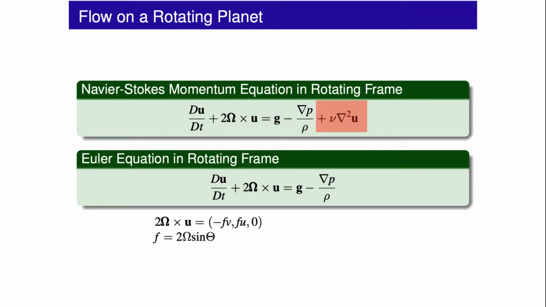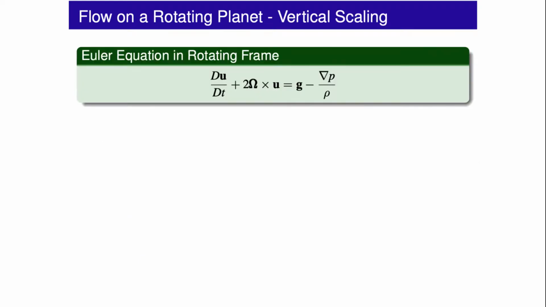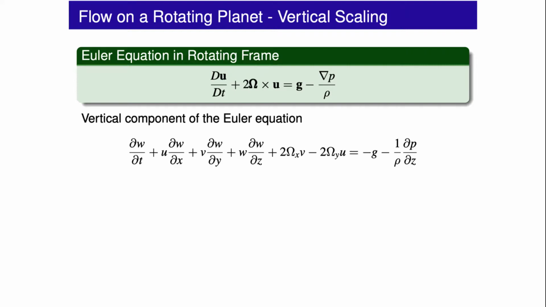Remember that we have already seen that the Coriolis term here, 2 omega cross u, approximates to having the x and y components of negative fv and fu, respectively, where f is 2 omega sine of the local latitude theta. We will consider the vertical component of this rotating Euler equation. We write it out in full, giving the vertical acceleration and advection terms here.